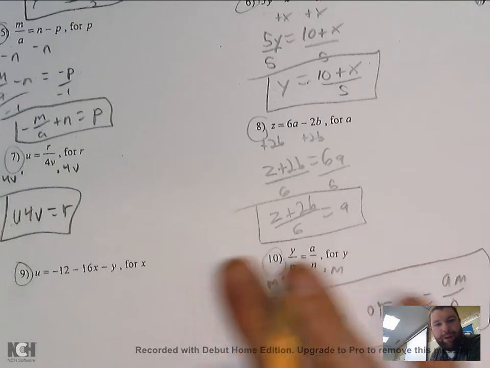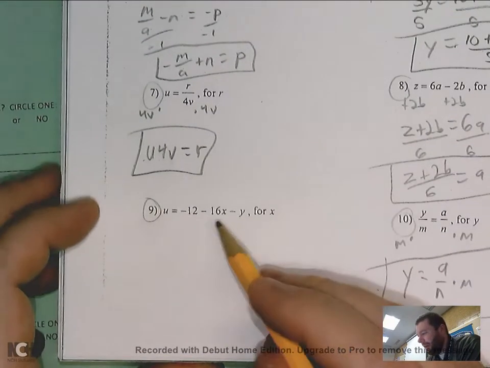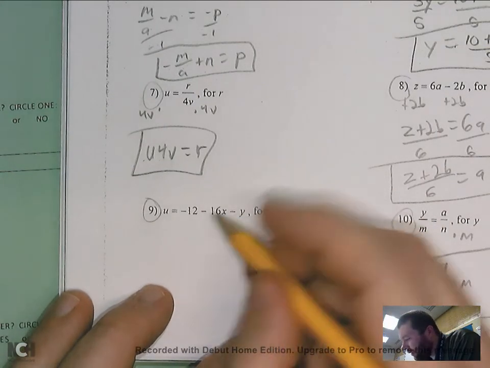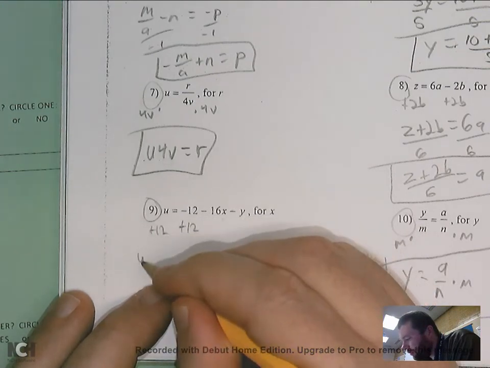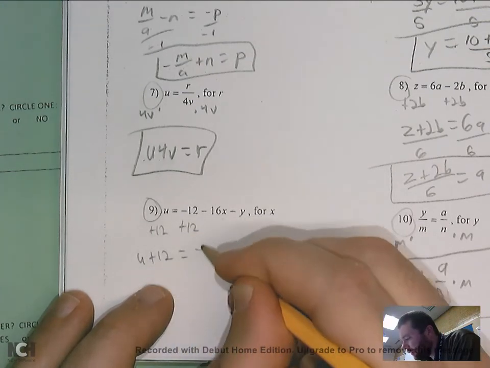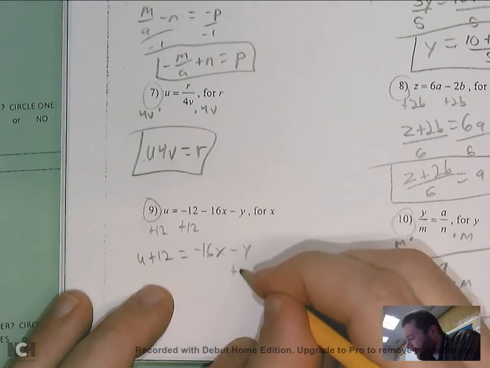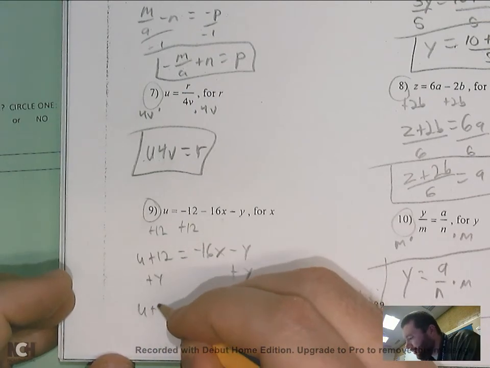Okay, next one, number 9, solving for x. So I've got to get the x by itself. So I'm going to start by getting rid of the 12. So add 12. Leaves me with u plus 12 is equal to negative 16x minus y. Now I'm going to get rid of the y, so plus y. Gives me u plus y plus 12.